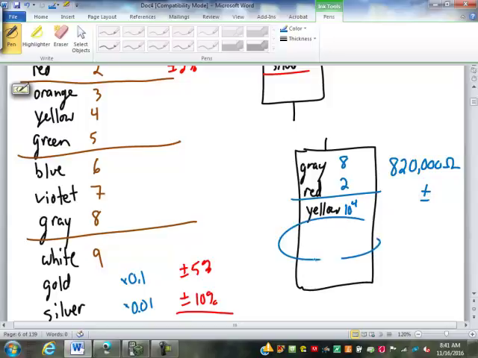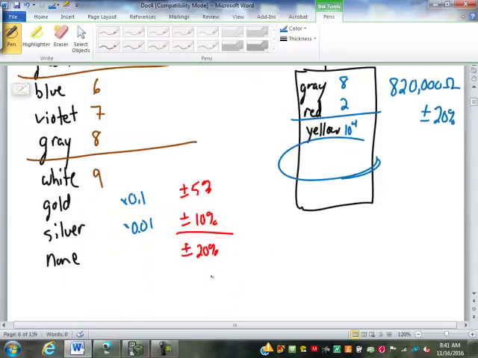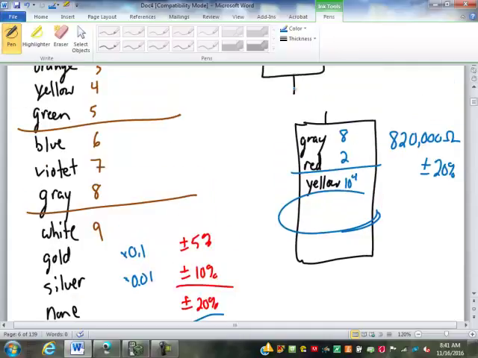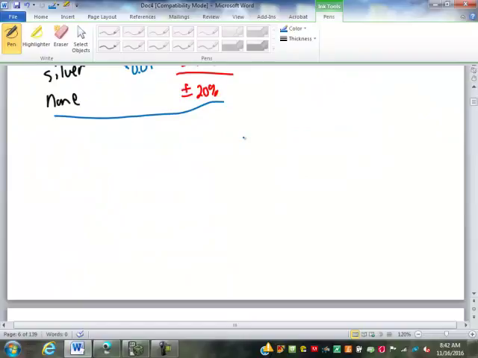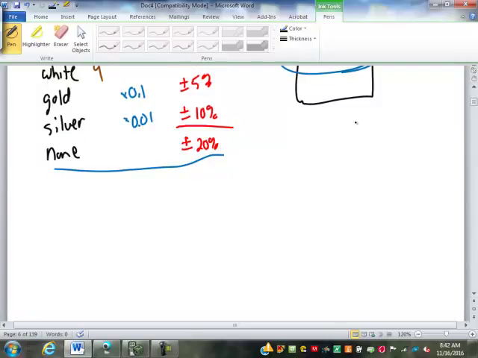There was no band given here, was there? So that's going to be 20. When there is no tolerance band, it's plus or minus 20%. 820,000 ohms. Yeah, I mean, it's not uncommon to have a 25,000 ohm. Most resistors are at least a kilo ohm, or just 1,000 ohms. You can. Gold is 5%. It's on page 200 in your book. Okay.